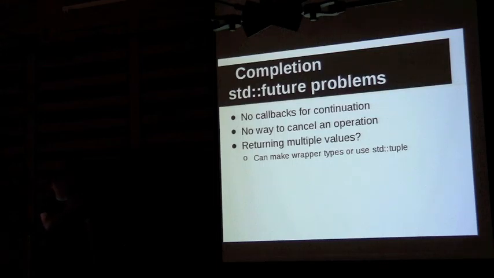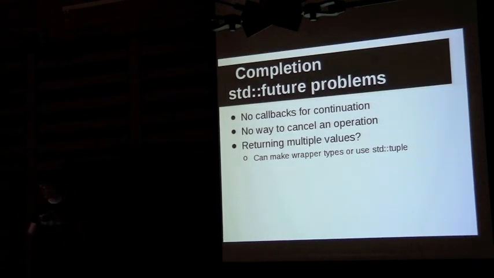So the big problem we have is we don't have any way to get callbacks. And there's also no way to cancel an outstanding operation. So if I have a promise and a future, and I stop referring to the future, the promise has no idea that there are no references to the future, and therefore it might as well not even finish.